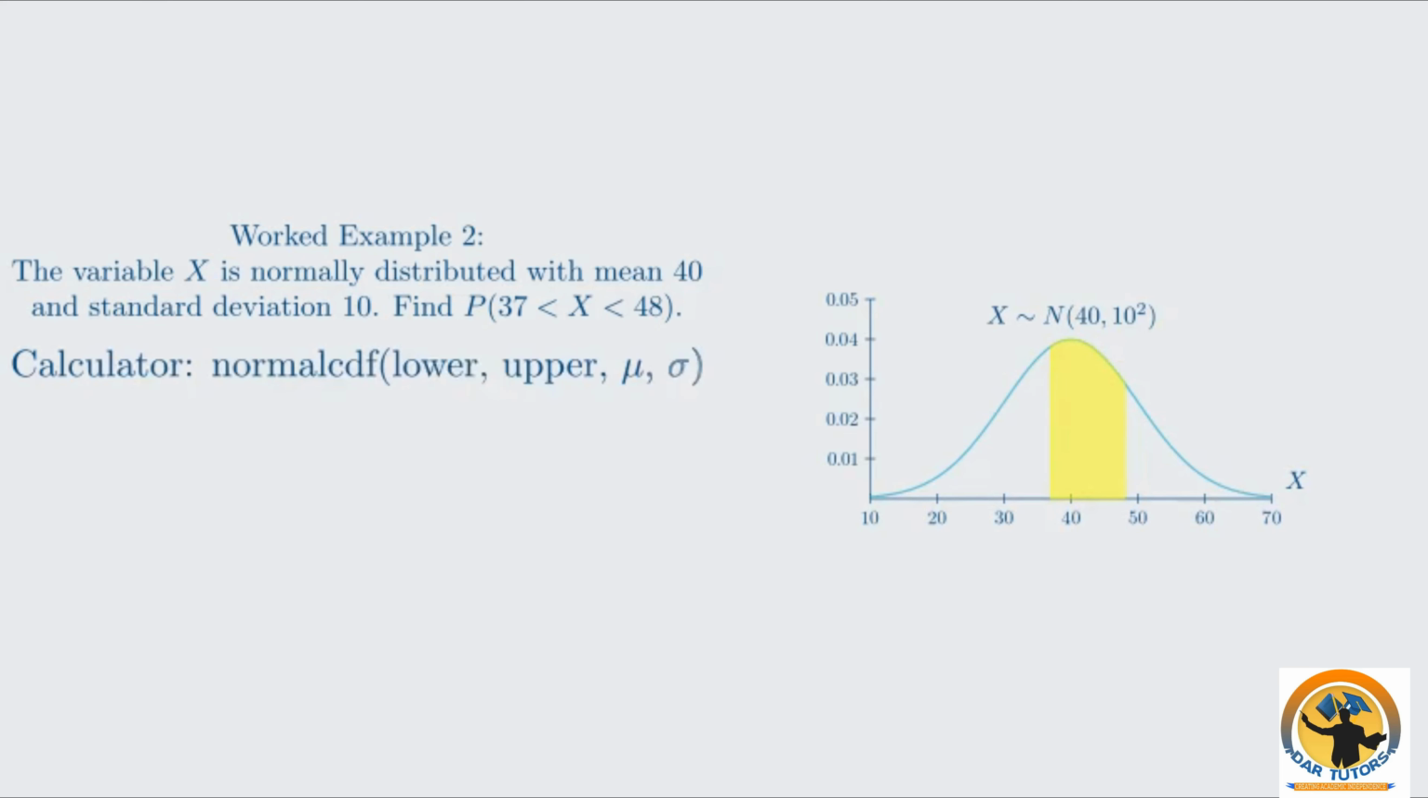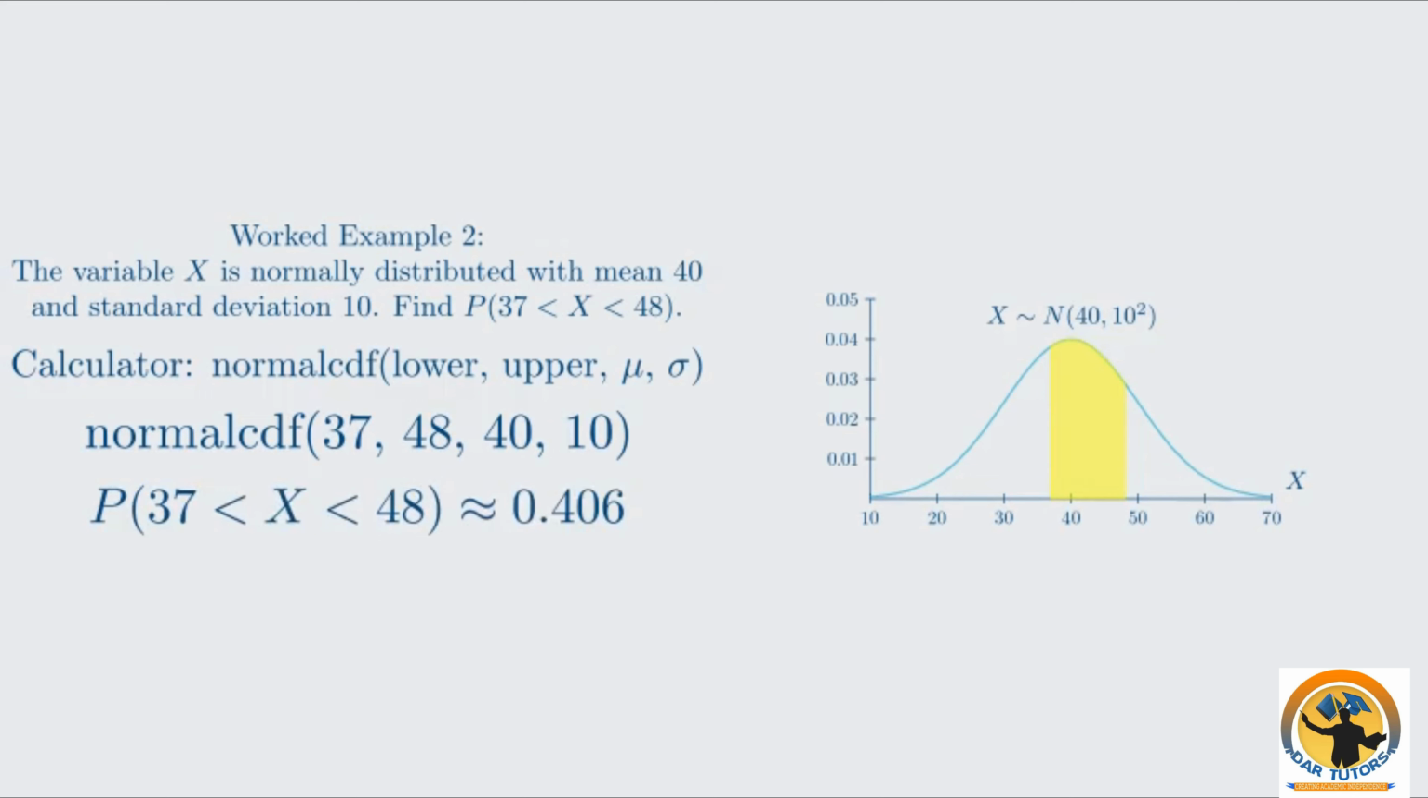On your calculator, you will find a function, often called normal CDF. You need to input the lower bound of the interval, the upper bound, the mean, and the standard deviation. For this problem, our lower bound is 37, our upper bound is 48, the mean is 40, and the standard deviation is 10. After pasting and executing the command, the calculator gives us a result of approximately 0.406.